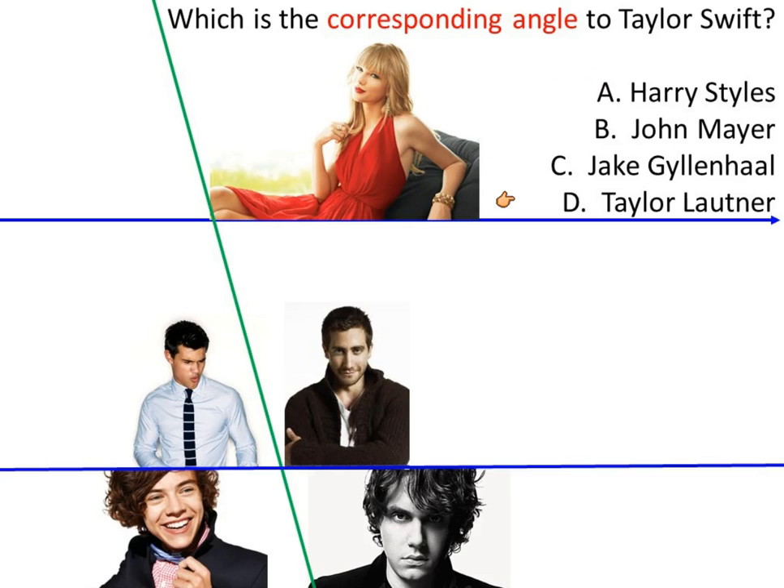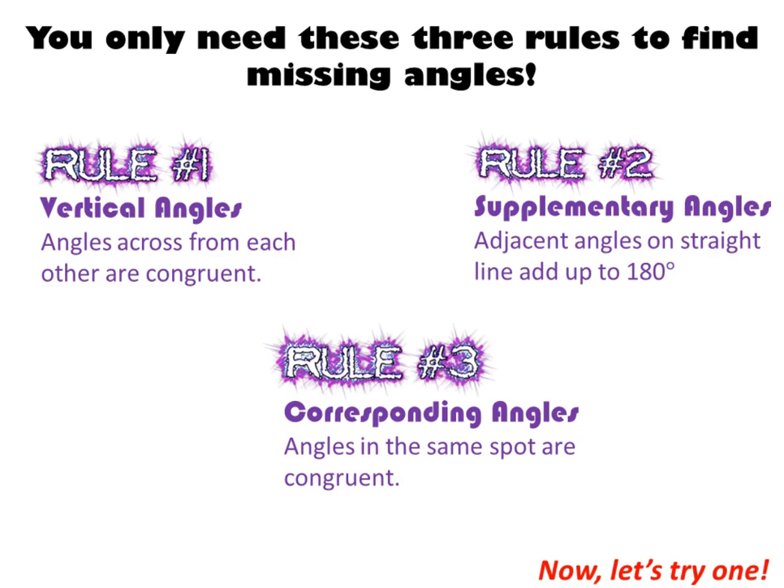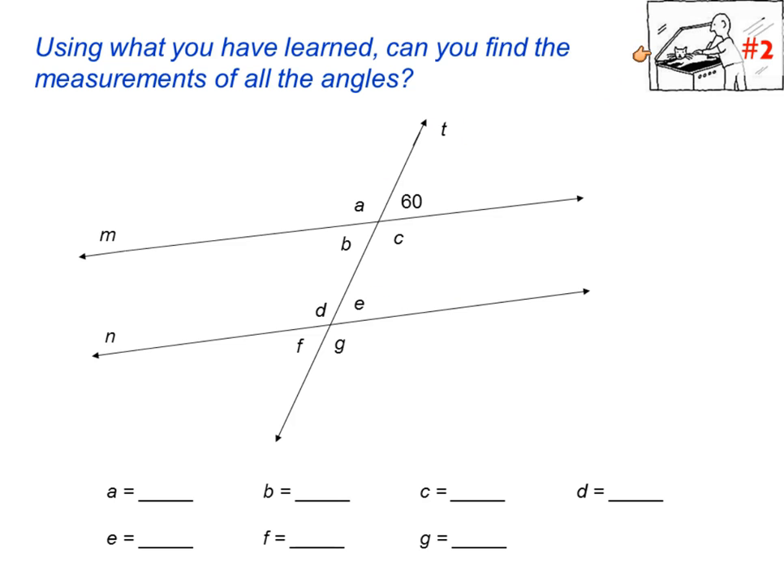So which of these is the corresponding angle to Taylor Swift? She's in the top right. This one right here, Jake Gyllenhaal, is the corresponding angle. So you can use these three rules to find missing angles most times. So this is very similar to your homework question number 2.